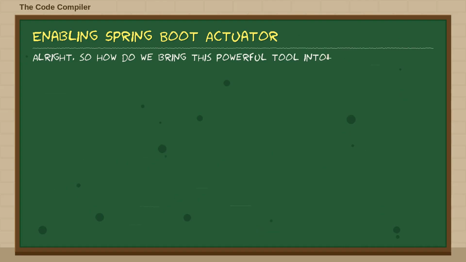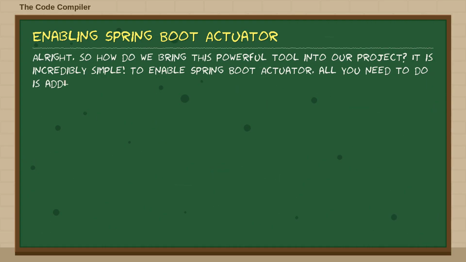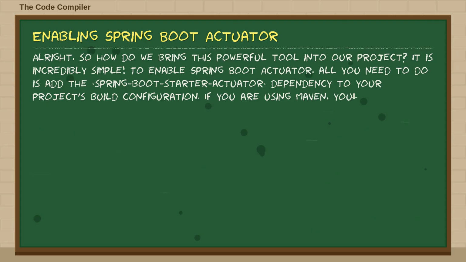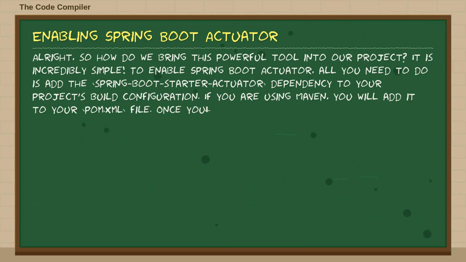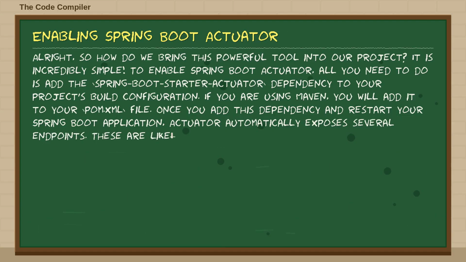Alright, so how do we bring this powerful tool into our project? It is incredibly simple. To enable Spring Boot Actuator, all you need to do is add the Spring Boot Starter Actuator dependency to your project's build configuration. If you are using Maven, you will add it to your pom.xml file. Once you add this dependency and restart your Spring Boot application, Actuator automatically exposes several endpoints.